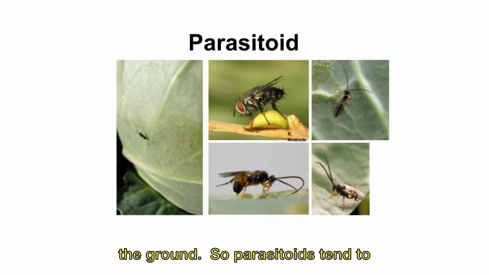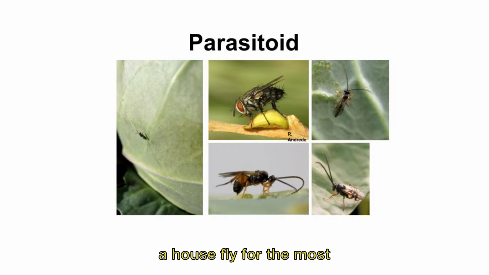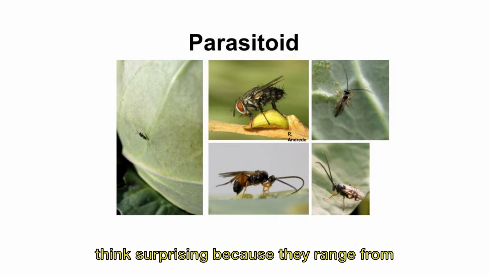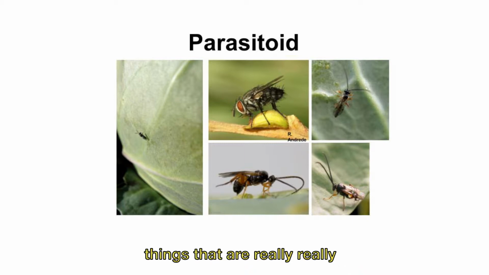So parasitoids tend to fall into two categories, flies and wasps. So flies, they look like the house fly for the most part. And then the wasps, I think, are surprising because they range from things that are really, really small to fairly large insects.